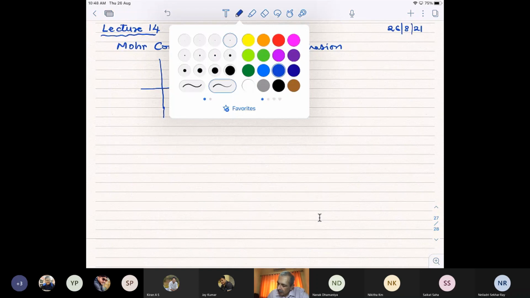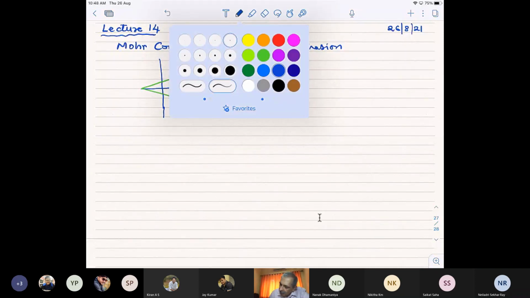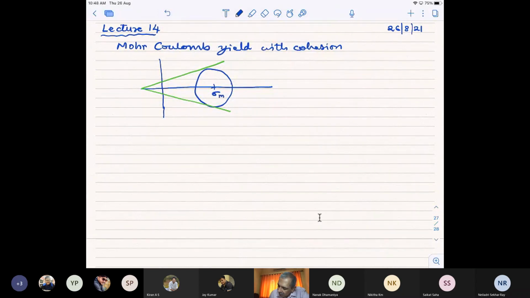So really the only thing that we have to see is that the yield criterion starts from a negative number. And so this is our sigma m, as we always have. This is 0. This is sigma a. Shear stress, normal stress. So at the point, this radius is tau max. The radius of the circle is tau max. And you can see that this distance is sigma m.